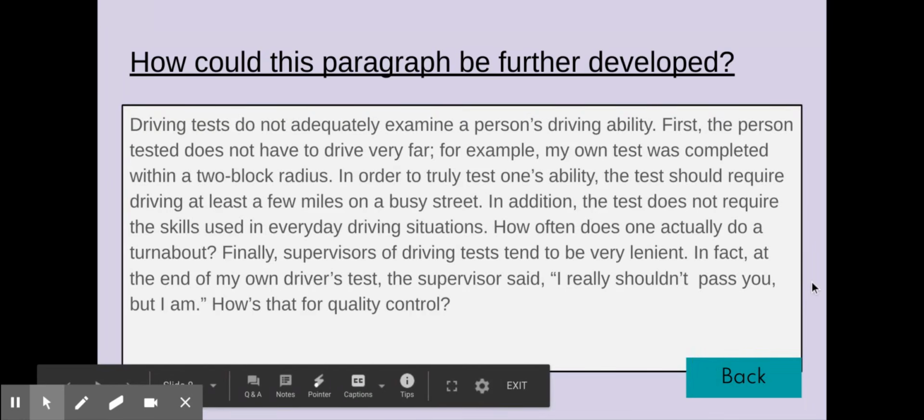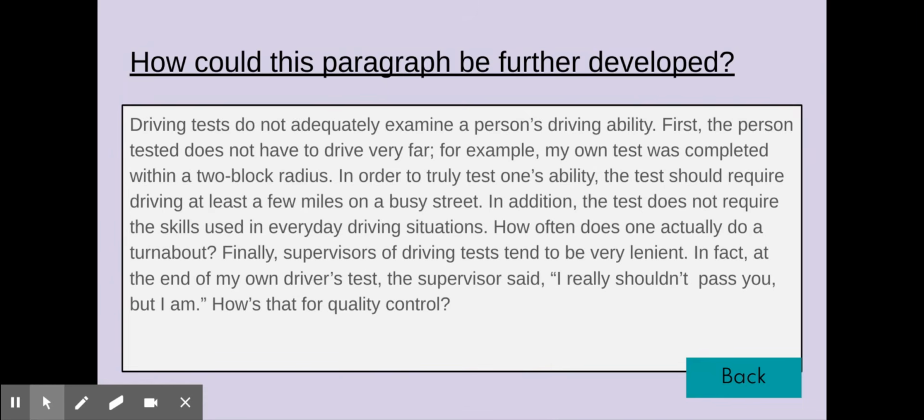Driving tests do not adequately examine a person's driving ability. First, the person tested does not have to drive very far. For example, my own test was completed within a 2-block radius. In order to truly test one's ability, the test should require driving at least a few miles on a busy street. In addition, the test does not require the skills used in everyday driving situations. How often does one actually do a turnabout? Finally, supervisors of driving tests tend to be very lenient. In fact, at the end of my own driver's test, the supervisor said, "I really shouldn't pass you, but I am." How's that for quality control?